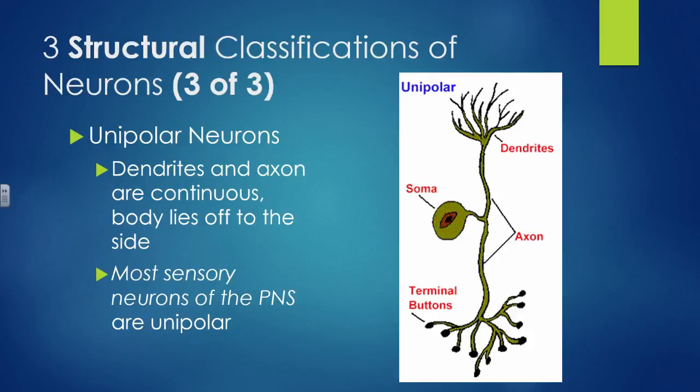The third and final of these three neuron types is the unipolar neuron. Dendrites and axon are continuous, and the body lies off to the side in here. Most sensory neurons of the peripheral nervous system are of the unipolar type.